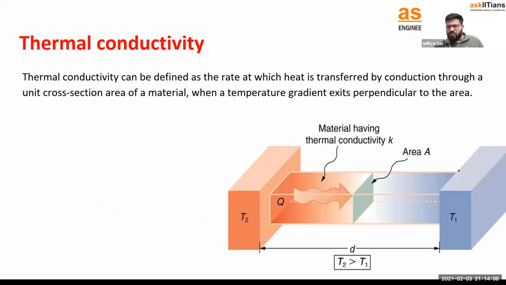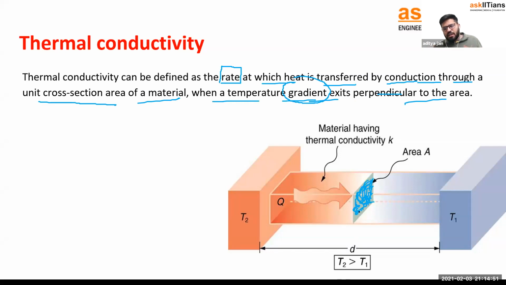Now see what is the actual definition of thermal conductivity. How can we define thermal conductivity? Now see, thermal conductivity can be defined as the rate. Rate means you are calculating its change with respect to something. The rate at which heat is transferred by conduction through a unit cross-section area of a material when a temperature gradient exists perpendicular to the area. So gradient means change in temperature. So whenever any change in temperature is present perpendicular to the cross-sectional area, suppose in this case, this is our cross-sectional area, this one is the cross-sectional area, this blue portion.